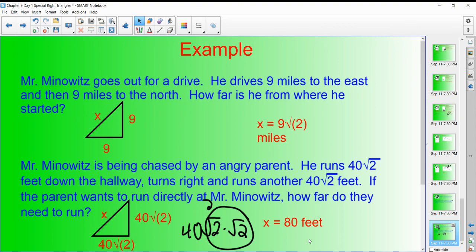Now we're going to use these 30, 60, 90 triangles and 45, 45, 90 triangles when we get to circle trigonometry in a few lessons. So make sure that you have the rules of when do I multiply by square root of 3, and when do I double it, and how to go from big to small. Keep practicing special right triangles.